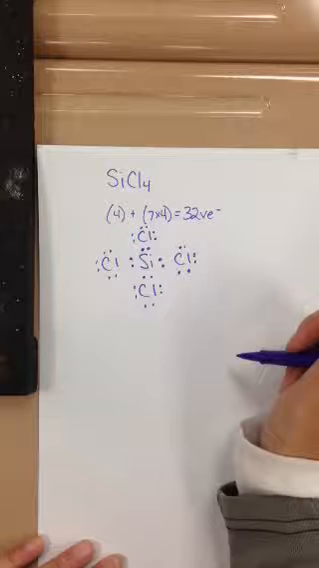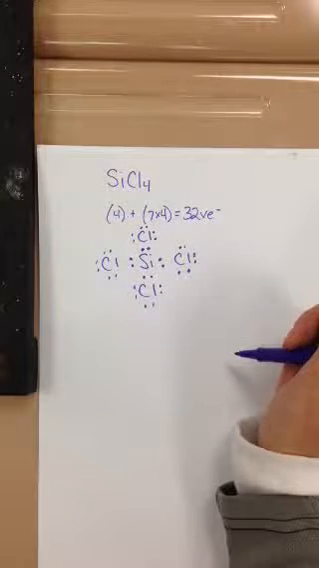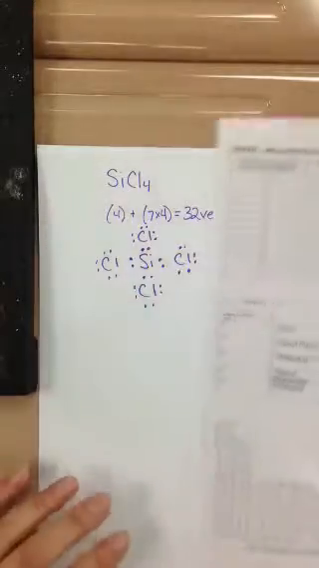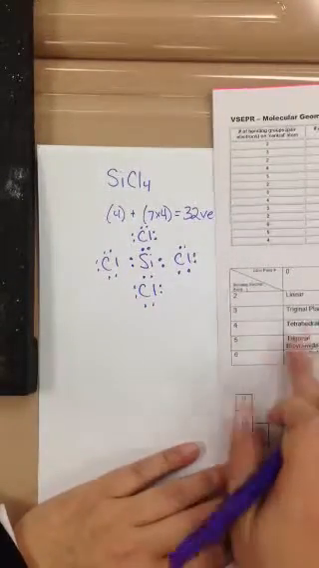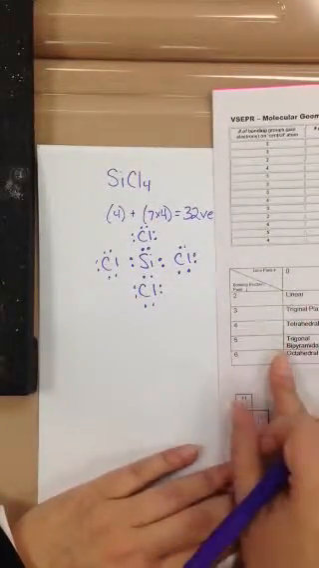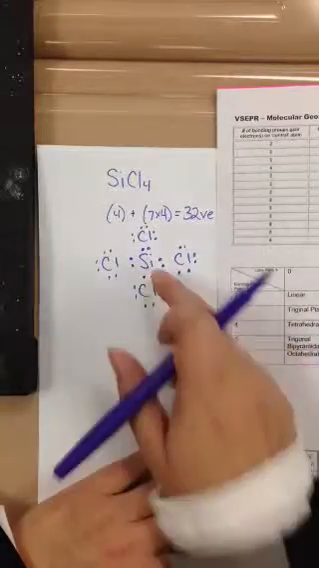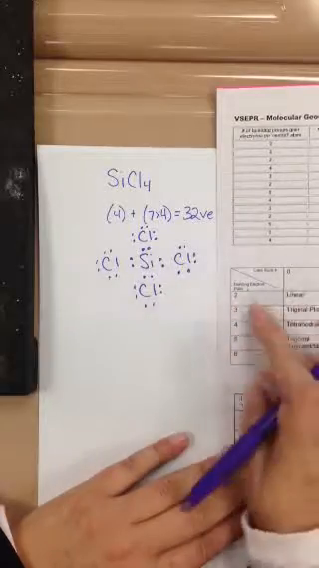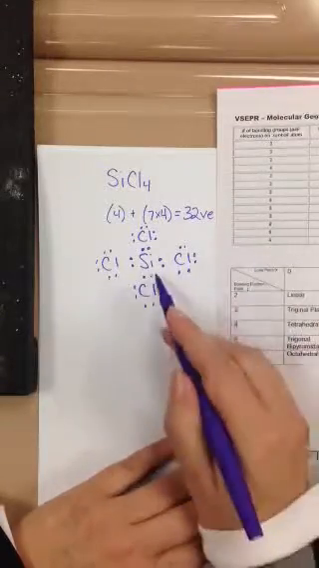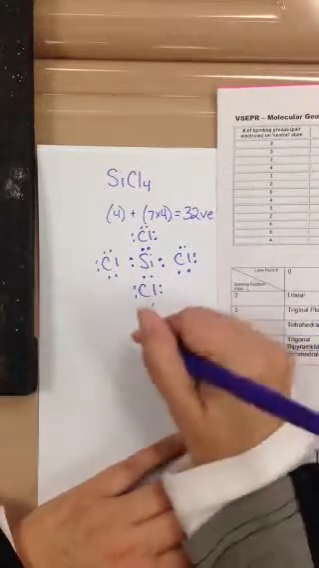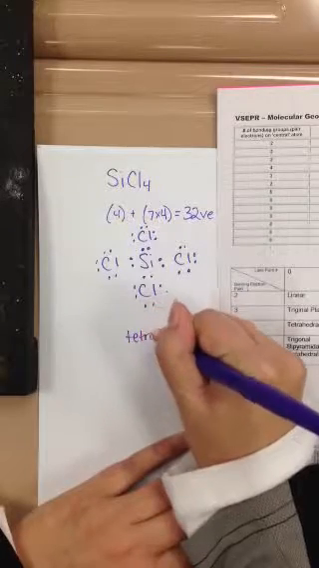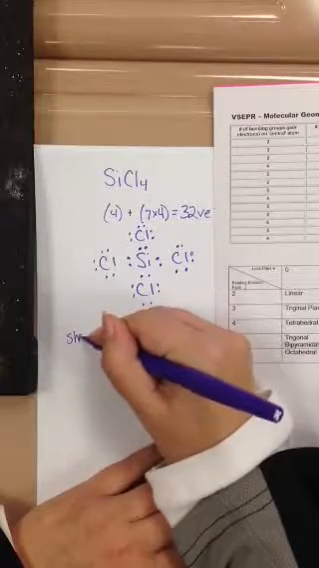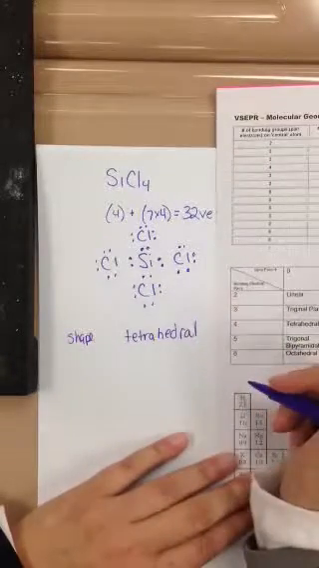So when we are going to figure out the shape, we figure out the number of bonding pairs. If we look at this little chart that we had in your book, number of bonding pairs on the central atom, in this case silicon, there are 1, 2, 3, 4. And are there any lone pairs? No. So this would be called tetrahedral. That's the shape, tetrahedral.